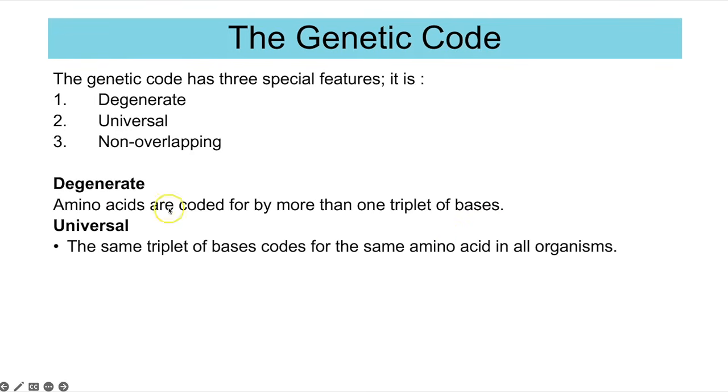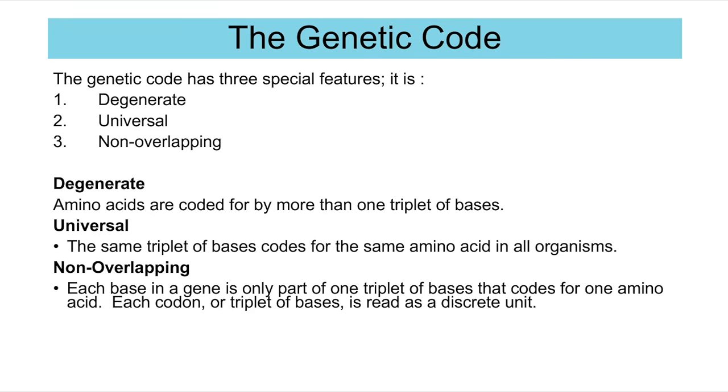Universal is that the same triplet of bases codes for the same amino acid in all organisms. And lastly, non-overlapping. This is when each base in a gene is only a part of one triplet of bases, or you could describe that as a discrete unit. So each codon is its own separate discrete unit. There's no overlapping of the bases in multiple triplets.